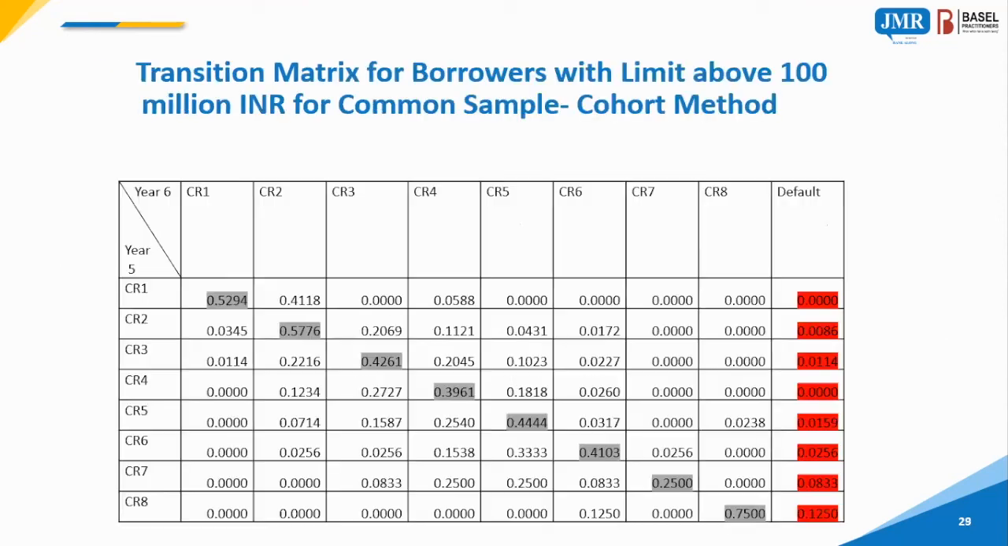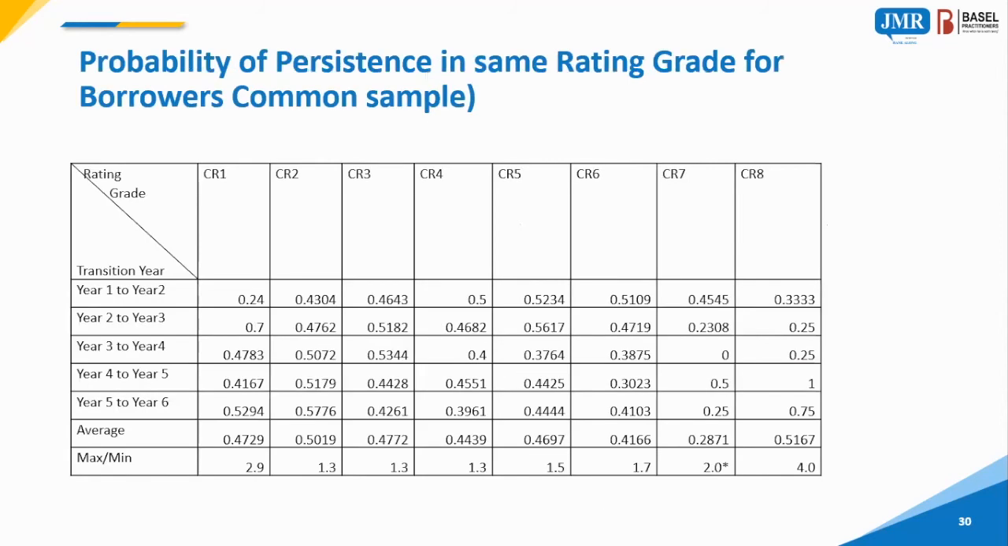Next. So these are the results. You see the probability of default, which is based on data. A 100 million INR is the common sample. We have crunched 6 years of data, and this is the result. Next. So then you can see that 0, 0 is coming.